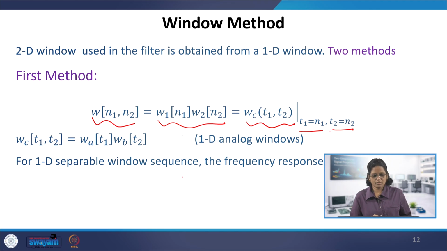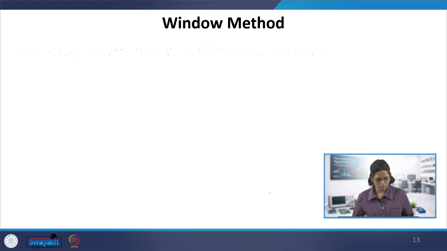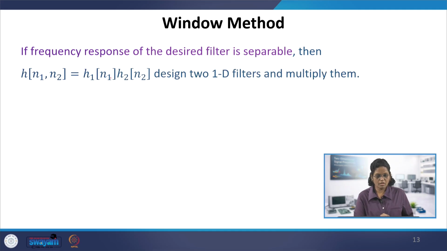Like a 1D separable window sequence, this is a separable sequence, and the frequency response is again the product of W1 and W2, which are functions of omega 1 and omega 2. Here we take the frequency response of the desired filter as separable. So HD of omega 1, omega 2 can be written as HD of omega 1 into HD of omega 2. Its corresponding impulse response is also separable, H1 and H2, the two 1D filters, and then we multiply them. The frequency response is separable, so the impulse response is also separable if you take the inverse DSFT.